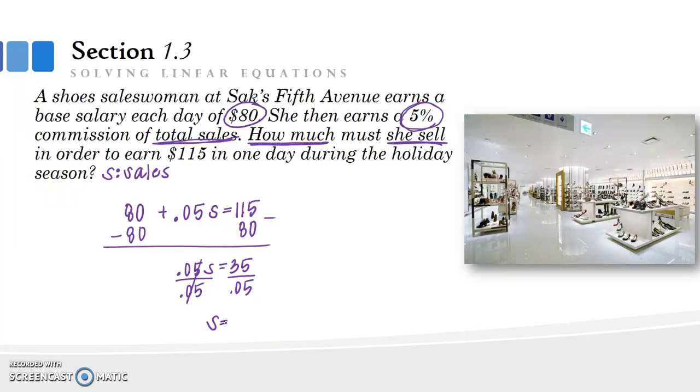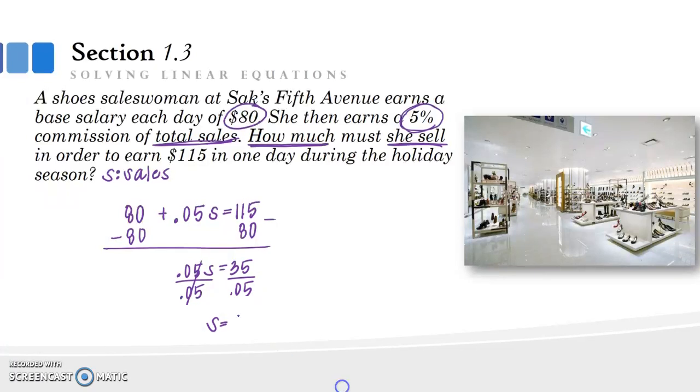If you plug that into your calculator, so you do 35 divided by 0.05, you'll end up with the total amount of sales that she needs in order to make her given day's earnings of $115 is going to be $700. And if you want to be even more specific, say in shoe sales, then you're all done with that problem.